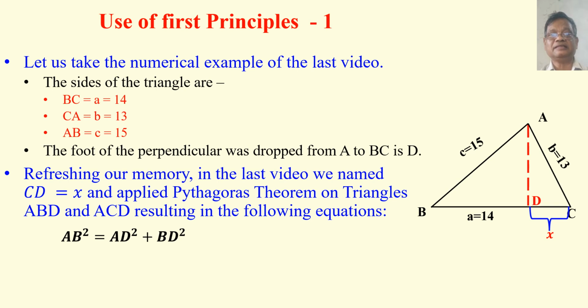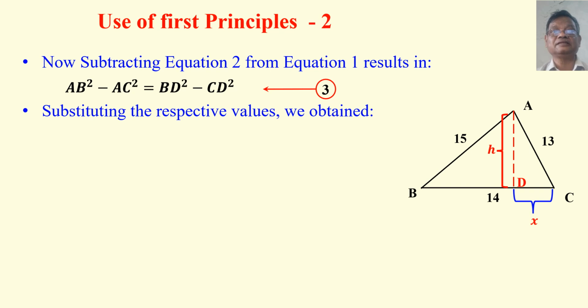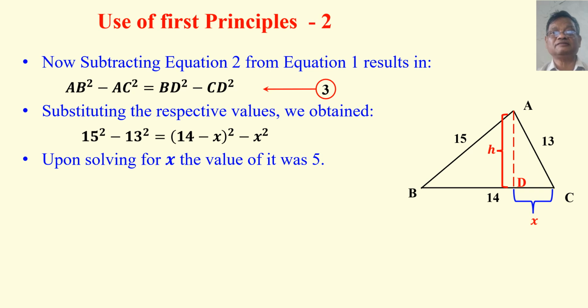AB squared equals AD squared plus BD squared, labeled as 1. AC squared equals AD squared plus CD squared, labeled as 2. Now subtracting equation 2 from equation 1 results in AB squared minus AC squared is equal to BD squared minus CD squared, labeled as 3. Substituting the respective values, we obtain 15 squared minus 13 squared is equal to (14 minus x) whole squared minus x squared. Upon solving for x, the value of it was 5.